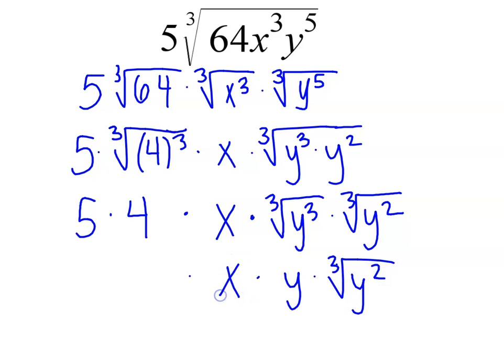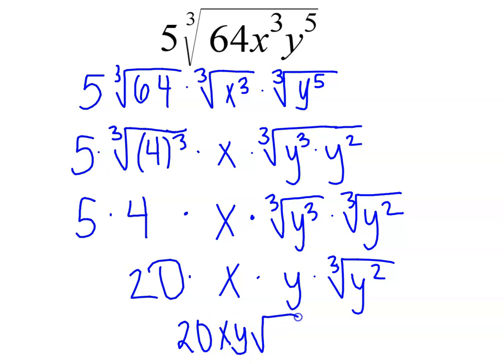All right, let's bring the x down, and we can do 5 times 4, which is 20. So now we have 20xy times the cube root of y squared. So I'll write that a little better. This will be the final answer, because we cannot simplify any further.